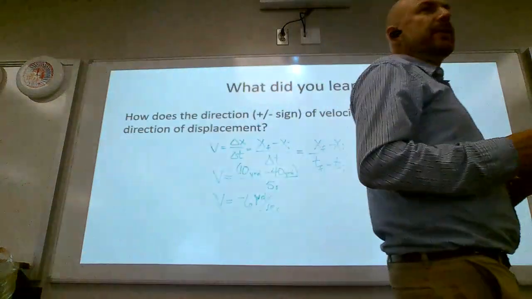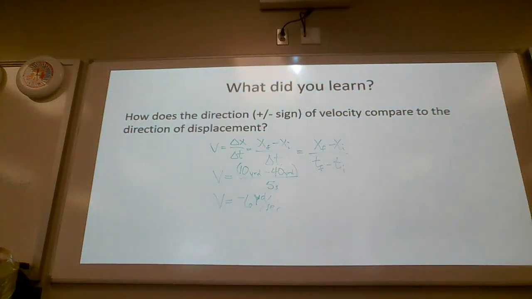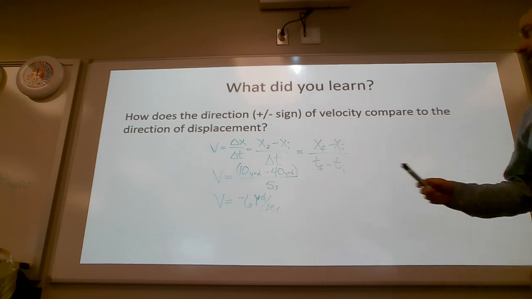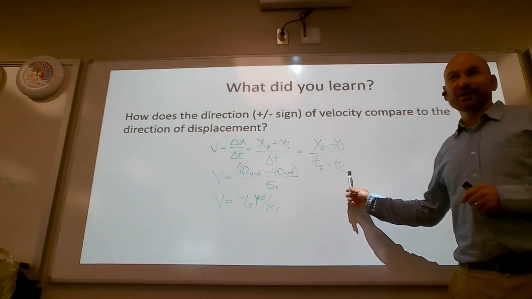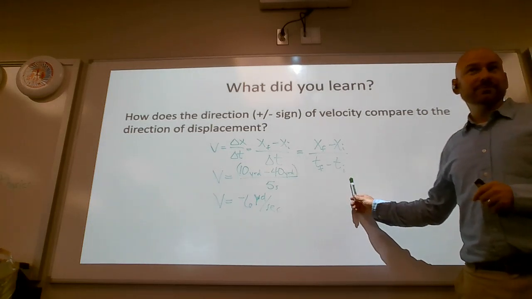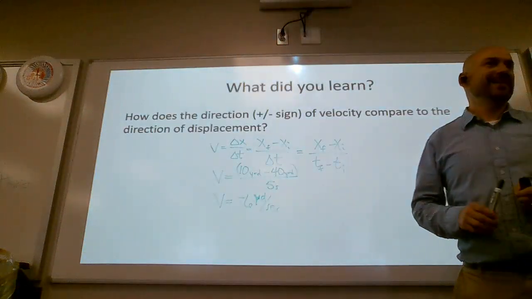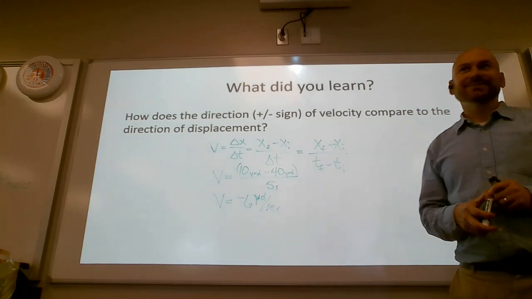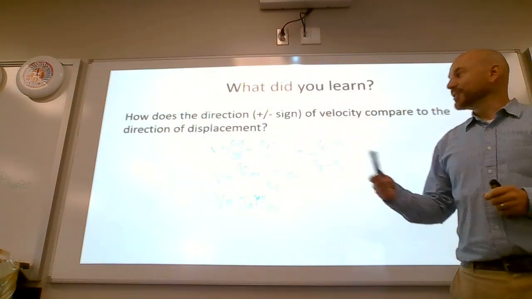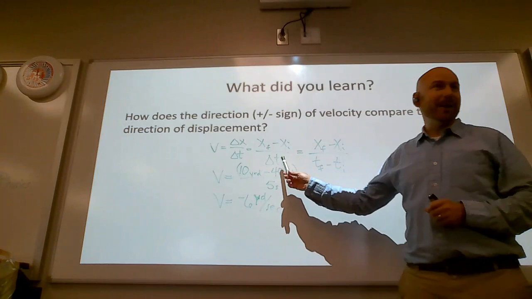What would happen if delta t was negative? What would that mean? You're going back in time. Your final clock reading would be less than your initial clock reading. Not going to happen in physics, at least in this class. Okay? So your delta t will always be positive.